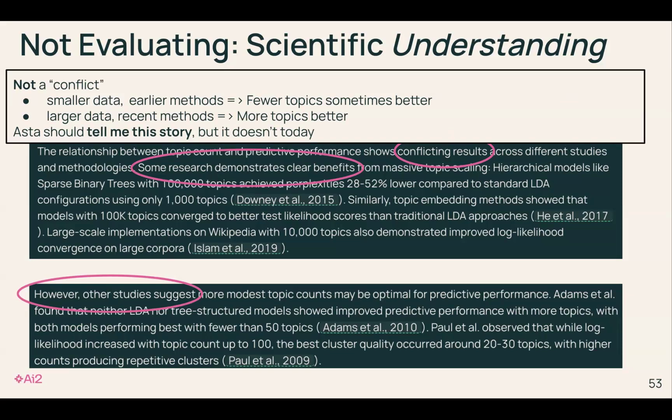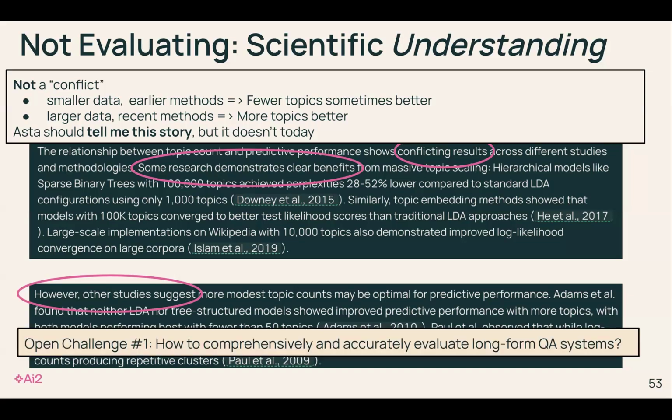And so a lot of times things that appear to be conflicts in science actually require this more nuanced understanding of exactly how the methods and experiments work. And tools don't do that today, and our evaluation also doesn't touch that. Okay, so open challenge number one, how do we actually evaluate these things reliably?